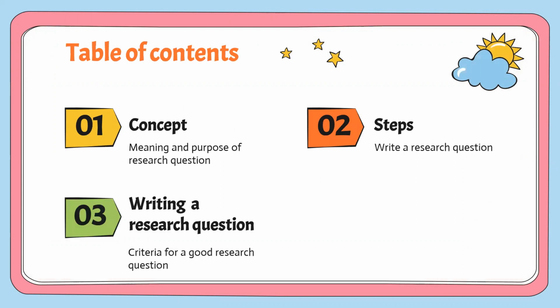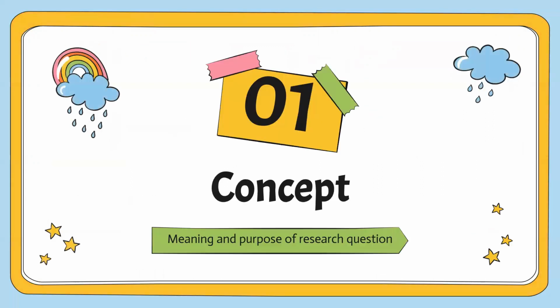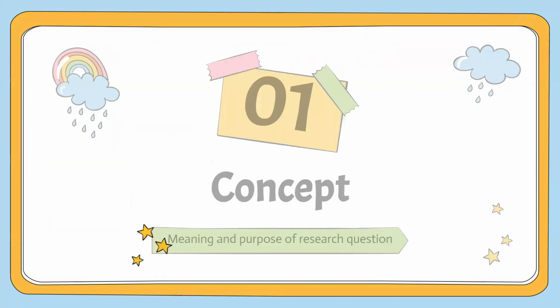Third, I'll be talking about the process of writing a research question, that is the criteria for a good research question. Fourth, I'll be talking about how to evaluate the research question, or the necessity to evaluate the research question and the appropriateness of the research question. So let us start with the first topic, that is the concept, where I'll be talking about the meaning and purpose of a research question. Let me start with first understanding the meaning of a research question.